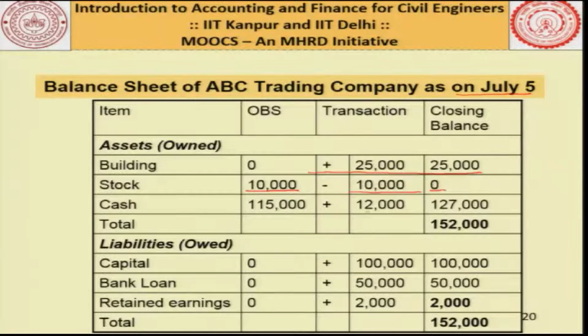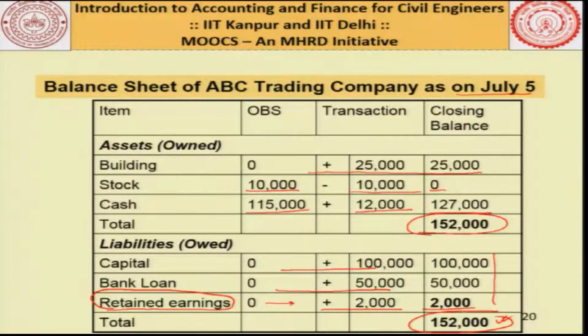This selling of stock has resulted in 12,000 cash to the company. Earlier it was 115,000, now you have added 12,000, so this is 127,000. So total is 152,000. Now if you look at the liability side, capital there is no change, bank loan there is no change. Now there is one entry in this row, we are calling it as retained earnings, and initially it was 0, you have added 2,000. This is basically the profit. So if you add it up, you are getting 152,000.